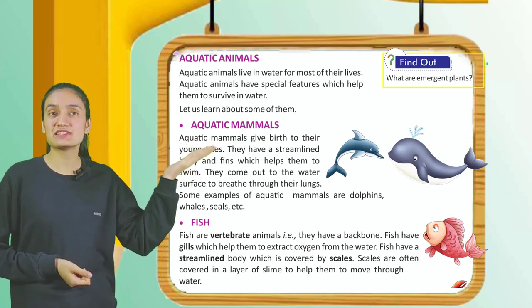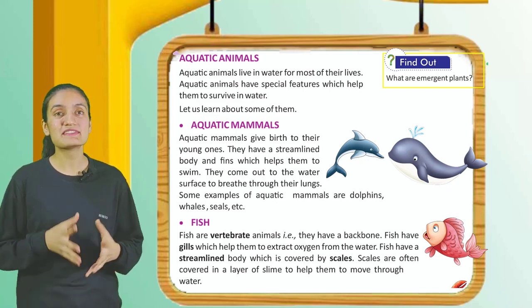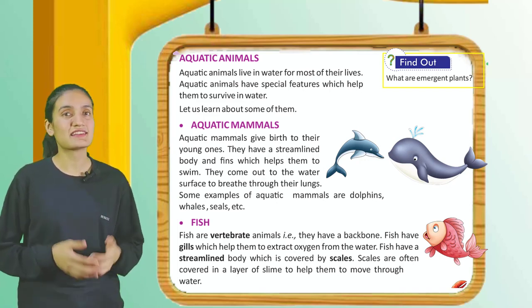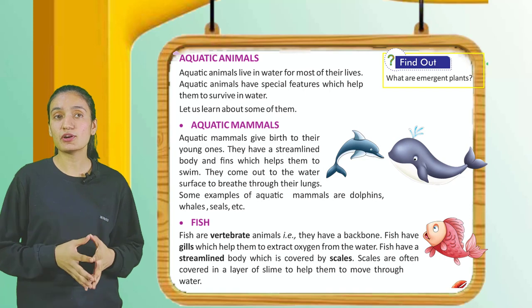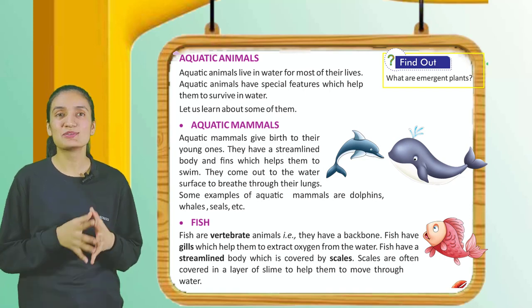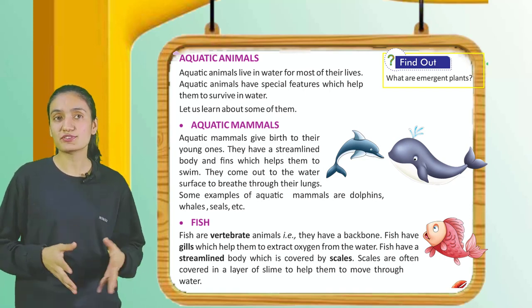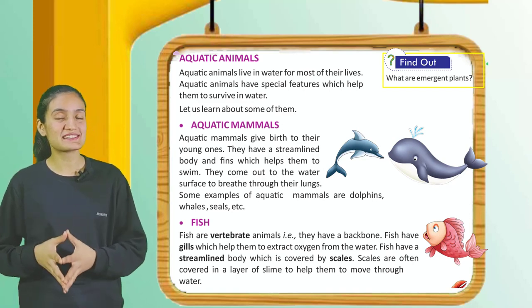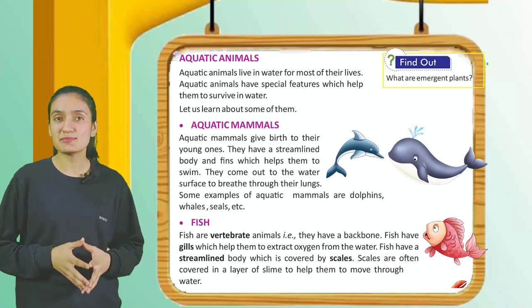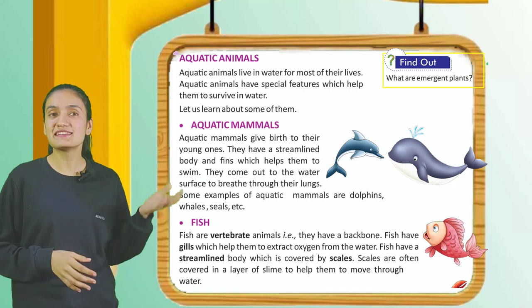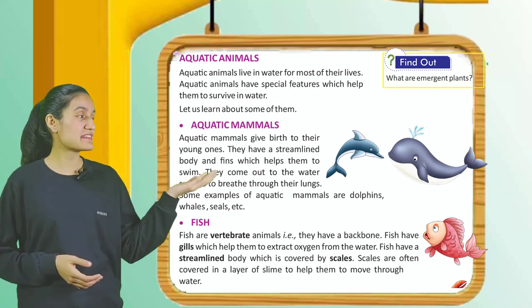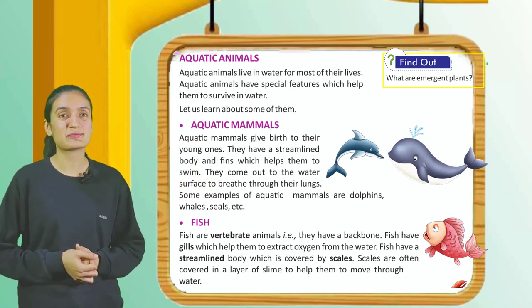Next is aquatic mammals. Aquatic mammals give birth to their young ones. They have a streamlined body and fins which help them to swim. They come out to the water surface to breathe through their lungs. Some examples of aquatic mammals are dolphins, whales, seals, etc. You can see the picture of a dolphin.